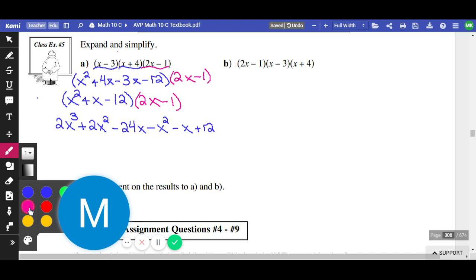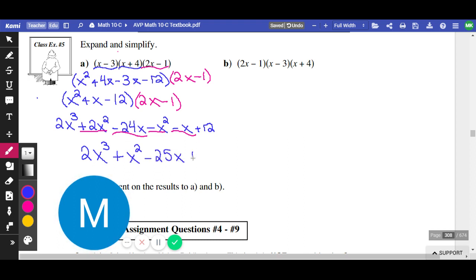Your last step would be to combine like terms. That means x squares with x squares, x's with x's. Okay? When you do that, your final answer is 2x cubed plus x squared minus 25x plus 12. My reason being, when I combine my like terms, 2x squared minus 1x squared is positive 1x squared. Negative 24x minus 1x is negative 25x. Remember, there's invisible ones in front of things. So if there's no number there, it's an invisible 1. Awesome. That should have been your final answer.